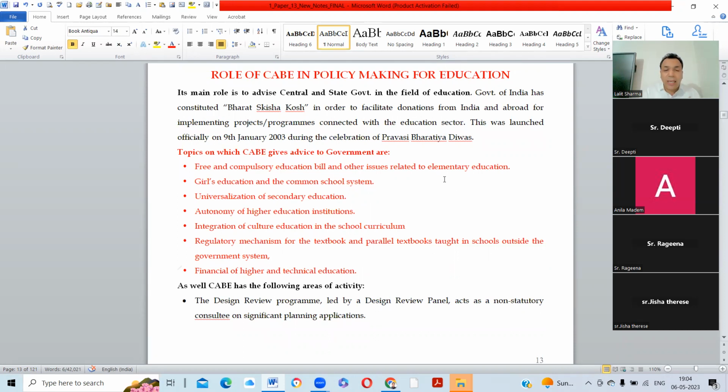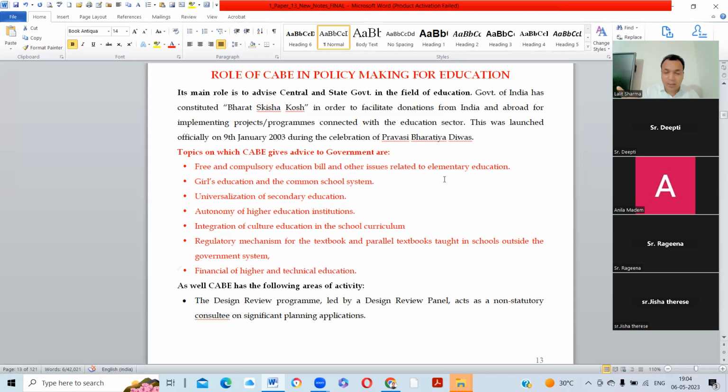Number 1, free and compulsory education. Okay, so the government was instructed by the CAB. CAB gives advice to the government if there is a provision of free and compulsory education to all the children from the age of 6 to 14. Right, guys, under the SSA, because it is an act of Sarv Shiksha Abhiyan, na?